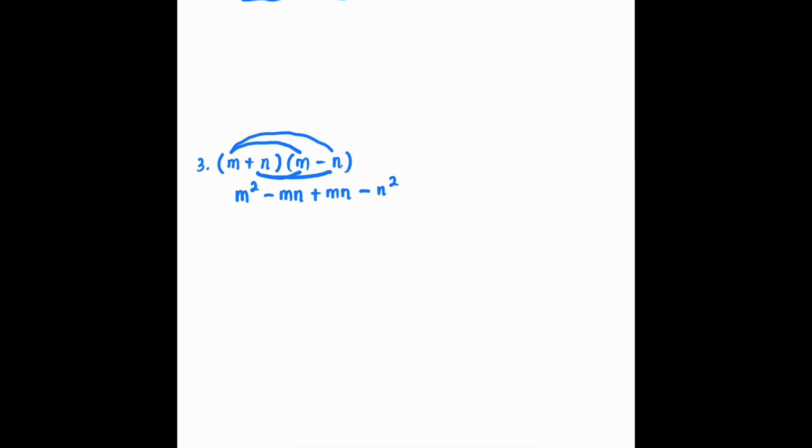To simplify this, we need to combine these two terms. Okay, so these two terms put together are just going to cancel out. So it's going to become 0. You have positive mn minus mn, which will give us 0. Therefore, our final answer would be m squared minus n squared.